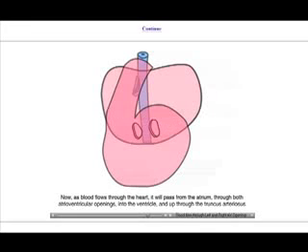Now, as blood flows through the heart, it will pass from the atrium, through both atrioventricular openings, into the ventricle, and up through the truncus arteriosus. And the arrows are demonstrating the blood flow pattern.